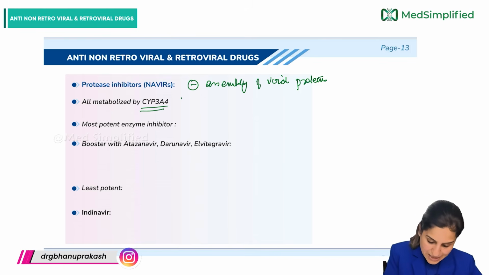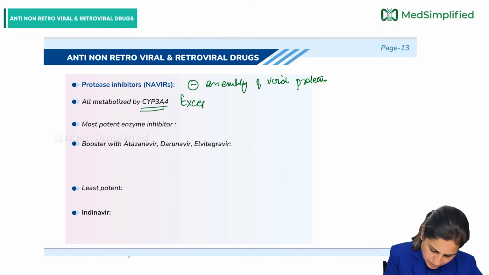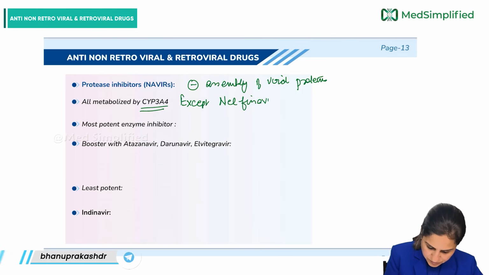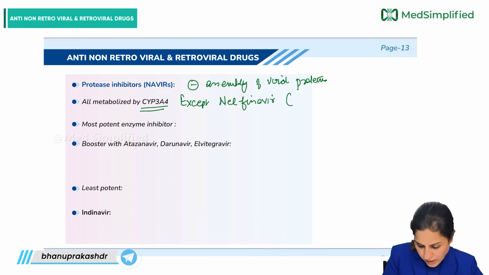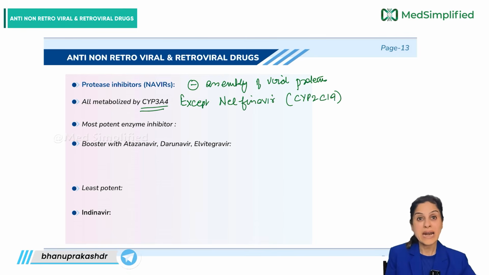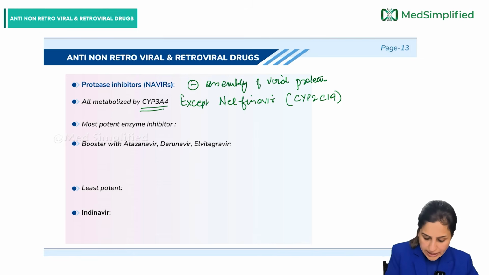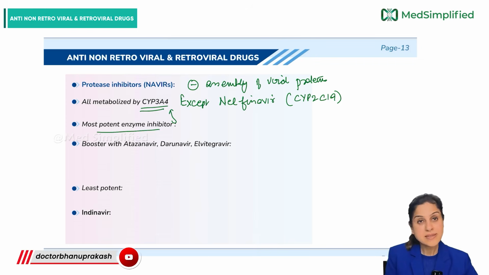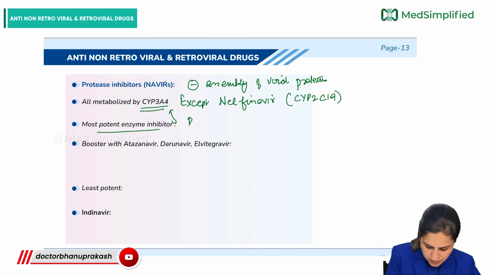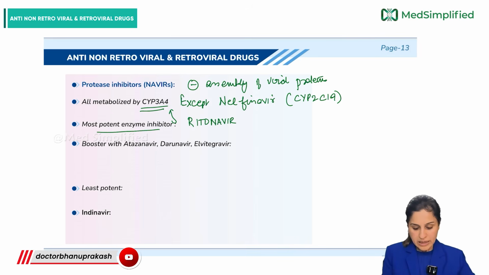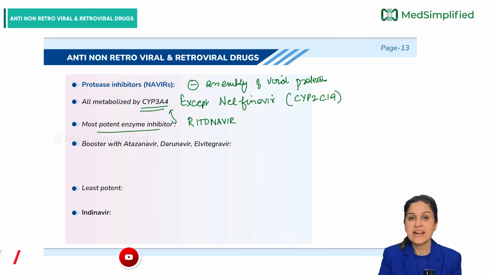Now, all of these drugs, they are metabolized by CYP3A4 except nelfinavir, which is metabolized by CYP2C19. Because of the reason, we'll see that a drug which is one of the most potent enzyme inhibitors of CYP3A4, which is ritonavir, cannot be given with nelfinavir.